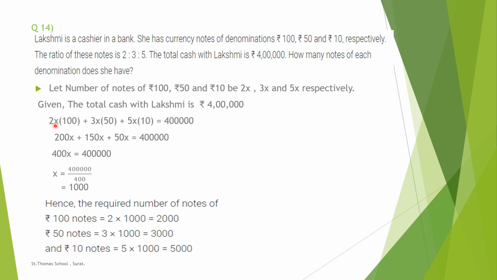Yes. Now multiply: 100 2s are 200x, plus 50 3s are 150x, plus 10 5s are 50x, is equal to 4 lakh. Now we have to add 200 plus 150, that is 350. 350 plus 50, that is 400x is equal to 4 lakh. Now x is equal to, this is multiplication, if it goes here it becomes division, 4 lakh divided by 400.